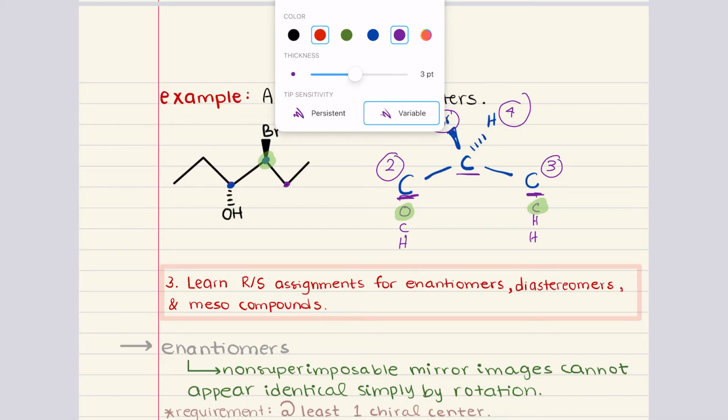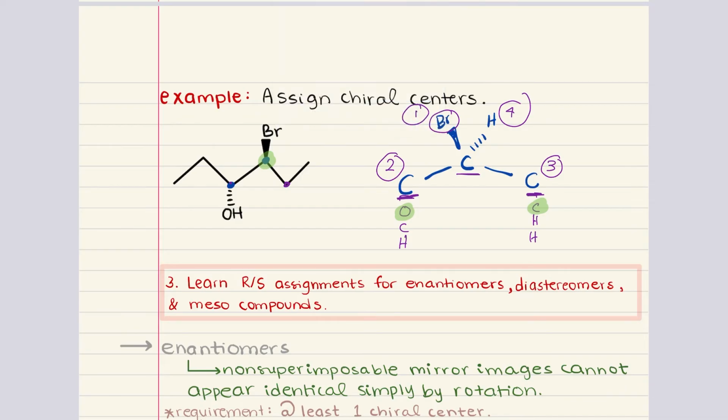Now I'm going to redraw it so it becomes easier to figure out if it's a clockwise rotation or a counterclockwise rotation going from priority 1 to 2 to 3. So on the wedge, we have priority 1. On the dash, we have priority 4. Our carbon to the right is priority 3, and our carbon to the left is priority 2.